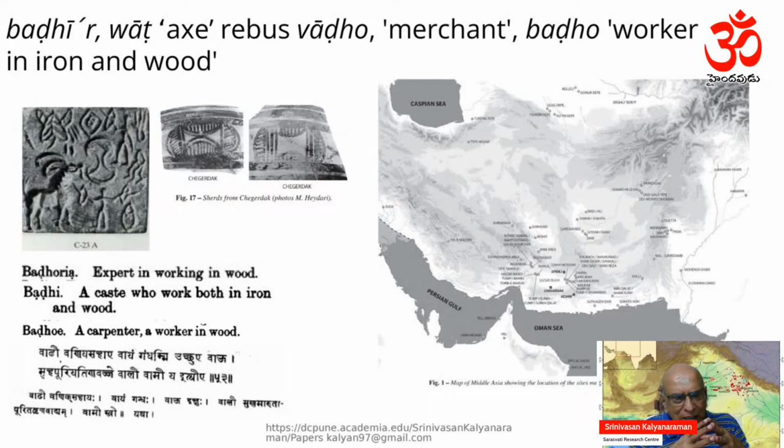Why do you say a wood and iron merchant? Because of the field symbol of the animal shown. The seal shows both: bodhi what axe, vaddi merchant, vaddi worker in iron and wood, vadrangi expert in working in wood, baḍi a caste working in both iron and wood, vaḍḍera a carpenter, worker in wood, and also the animal, meṛha or meḍ, either a markhor or a goat, and a man holding bow and arrow on either side. Kamaṭa, kamaṭhiya, bowman, kamaṭa workshop. So, axe workshop, iron axe merchant. Next, please.